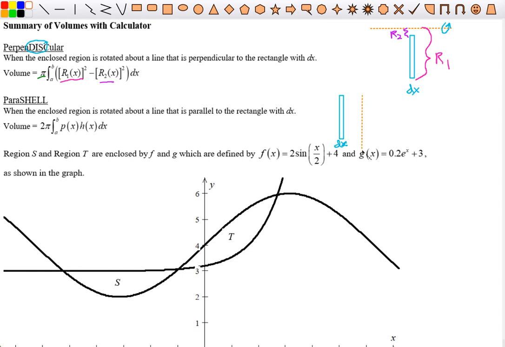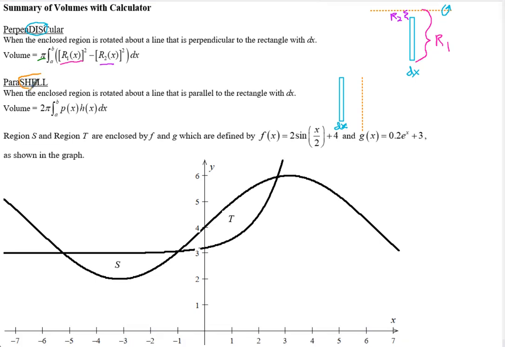But for the shell method, instead of perpendicular, if your axis of revolution is parallel, or you can remember para-shell, to the rectangle, if those are parallel, para-shell, you can remember it's going to be the shell method. And with the shell method, to help you visualize it, it's called a shell because it's a cylindrical shell. And the two things you need are the radius and the height.